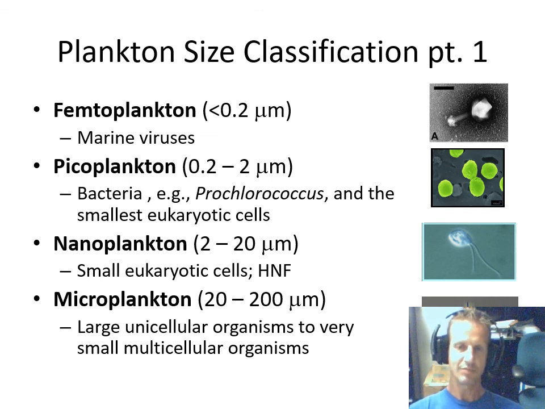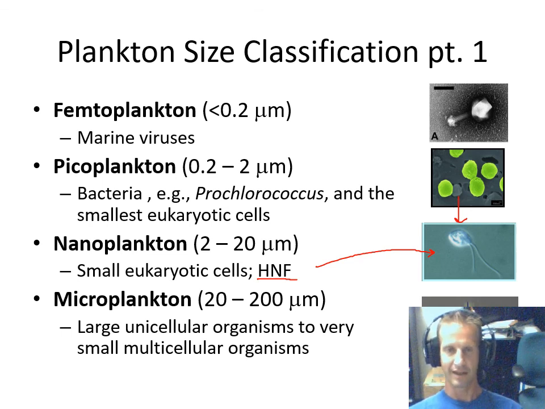And that's mostly small eukaryotic cells, including this three-letter abbreviation here, HNF, which stands for heterotrophic nanoflagellates, an ecologically important group of small eukaryotic cells that are major consumers of the picoplankton. So they're at just the right size to be the consumers of the marine bacteria. And so they're an important link in the food chain.